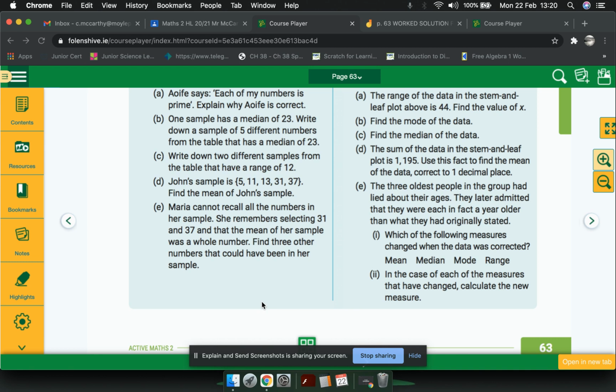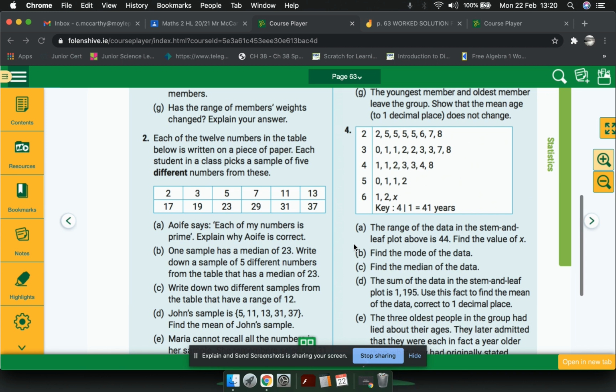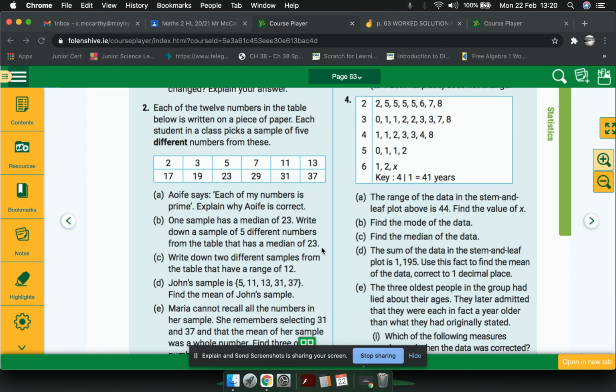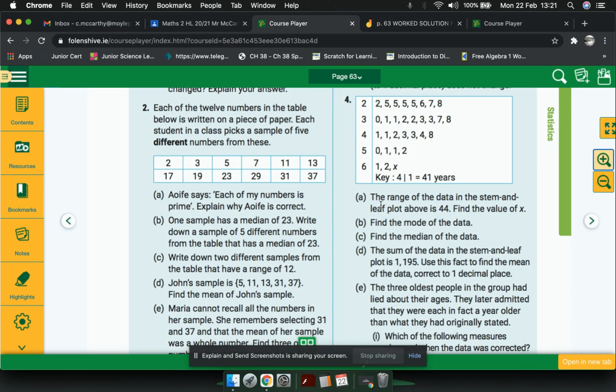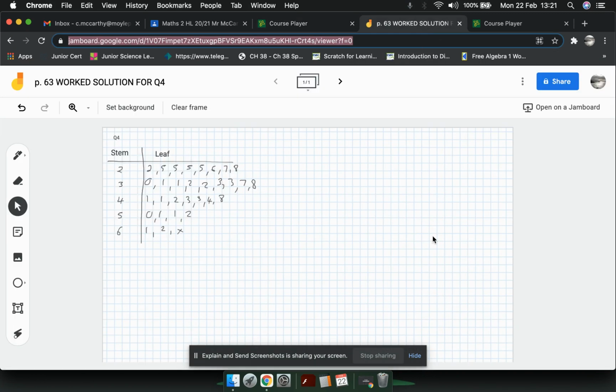Okay, right, so that is that question there, and now I want to look at question 4, and as I said, we're looking at this in detail. Right, so what we have here is a stem and leaf diagram, and we are asked to do the following. We're told the range of data in the stem and leaf plot above is 44. It says find the value of x. Okay, so we're going to try and figure this out using this value here. The range of the data in the stem and leaf plot above is 44. Find the value of x based on that.